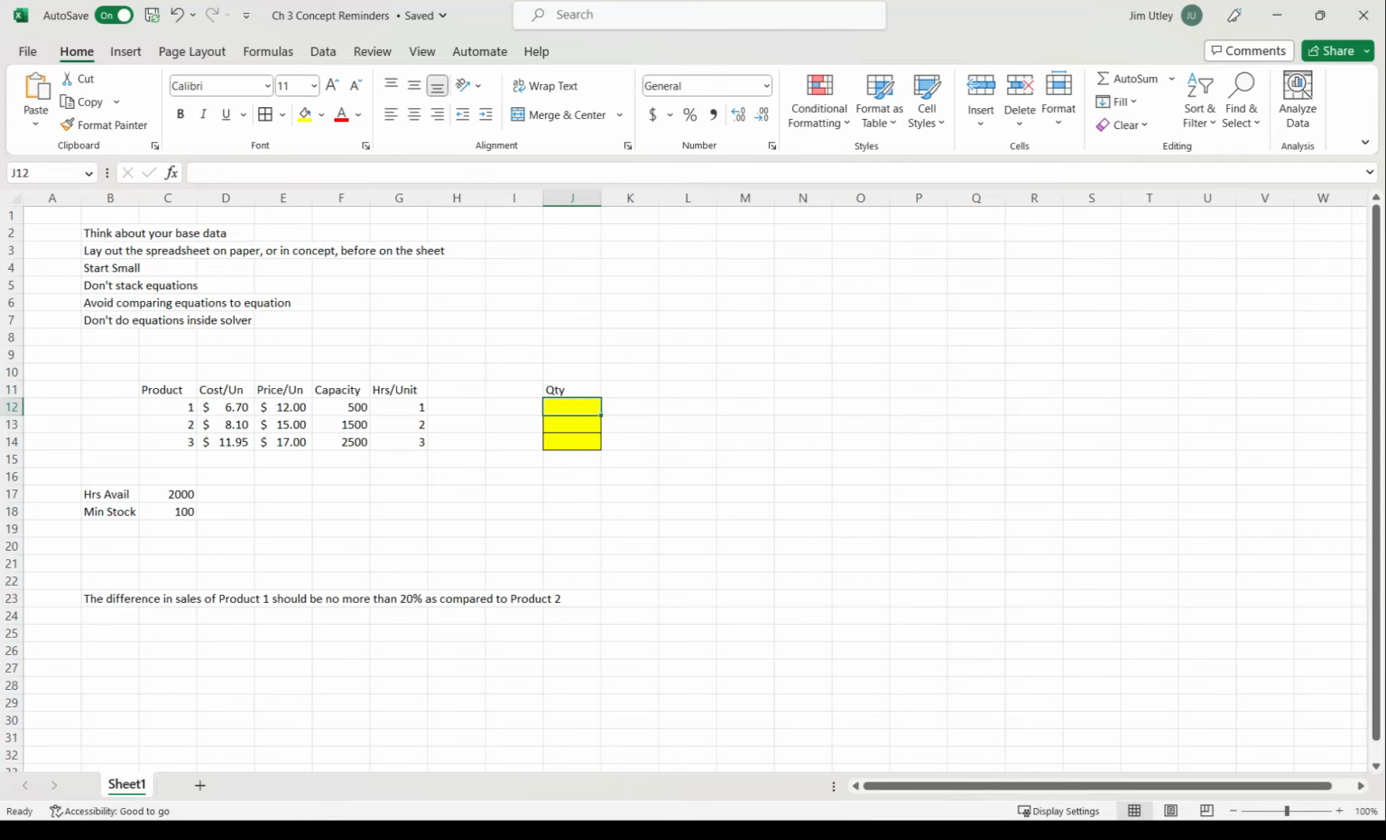And I'm going to say that this is the quantity I'm going to produce of each. I know at the end I like having a sums row underneath my columns, so I'm curious about that. And I know in a minute, after I multiply some things, I'm going to want to be able to compare the sum of the hours to this available hours, and compare the minimum stock per item that's already in this array.